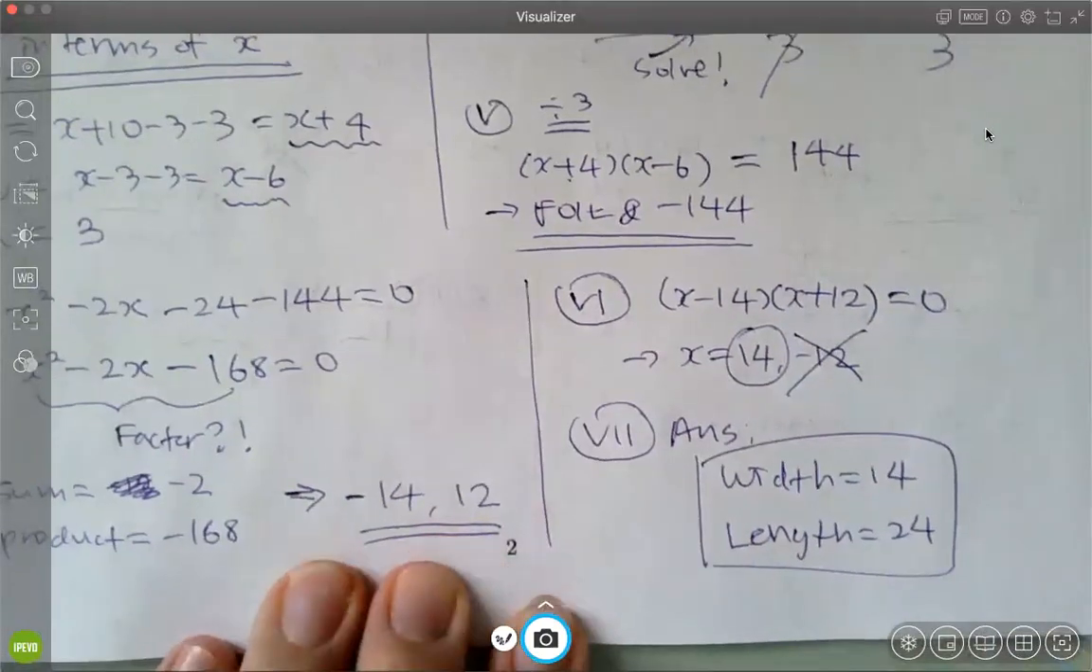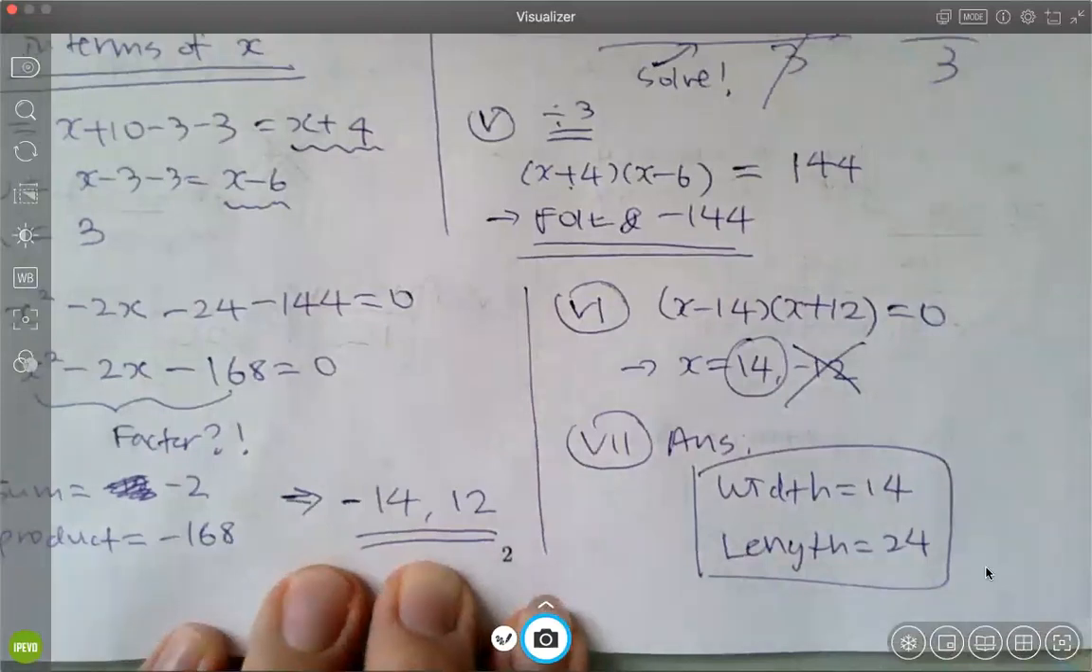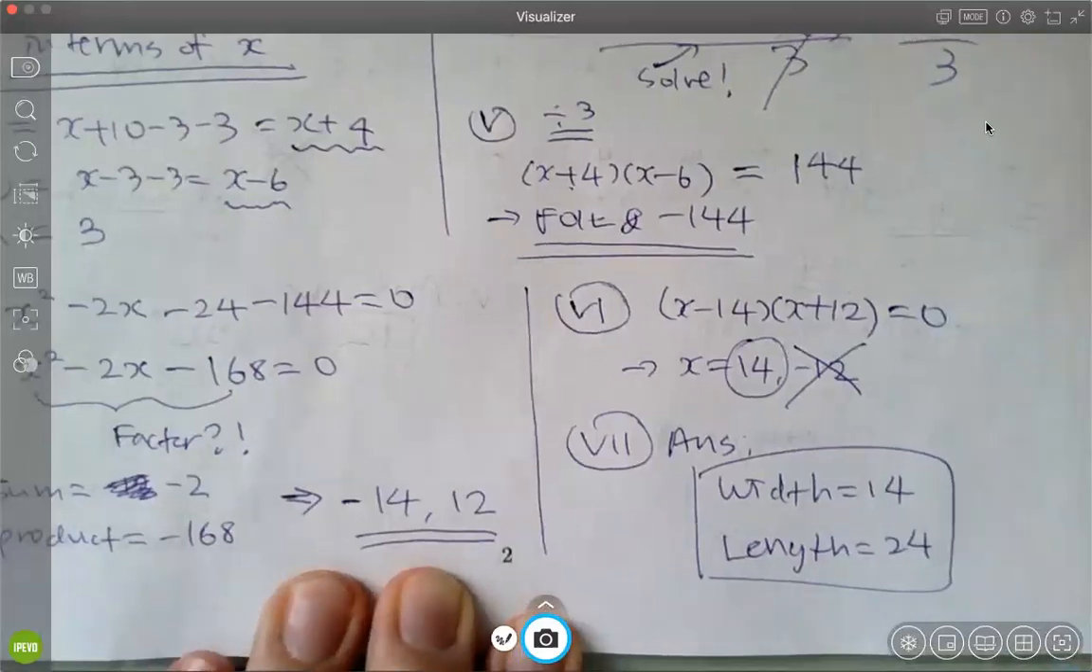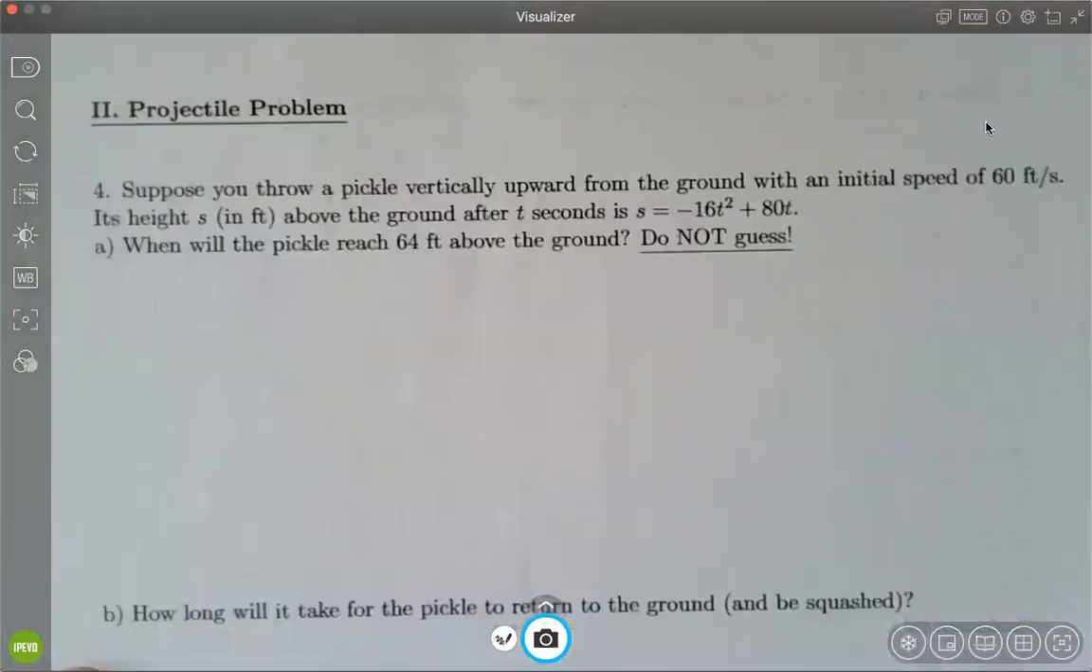Okay, so any questions on these geometry problems? Yeah, it's challenging. Any word problems are challenging. Okay, so now let me go to the next page. So the second type, projectile problem.